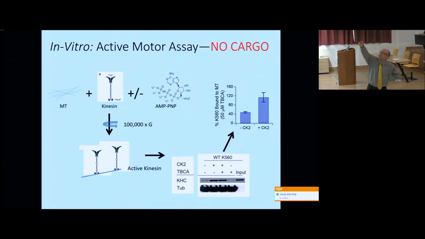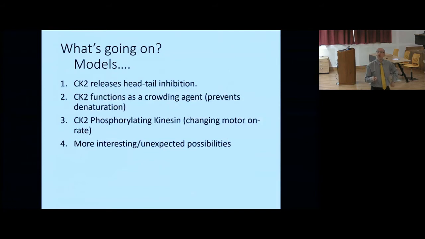Okay, so basically the amount of kinesin that comes down is affected by CK2. Now, one thing that's important here is that in this particular experiment, well, let me go on. Okay, so there's no cargo there, and that says that it's probably not due to additional recruitment of motors to the cargo that matters. Okay, so models could be that CK2 is releasing the head-tail inhibition. CK2 could function as a crowding agent, preventing denaturation of the protein. It could be phosphorylating kinesin, and I just sort of said that it's not, and we'll give you a little bit of additional evidence there, or there could be something more interesting.